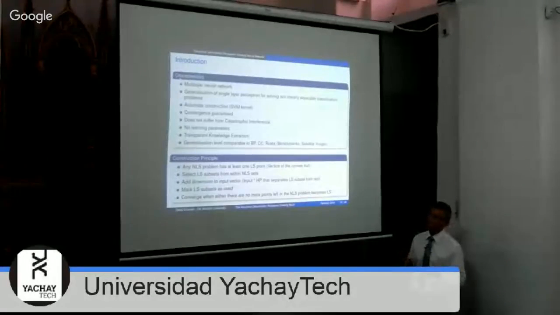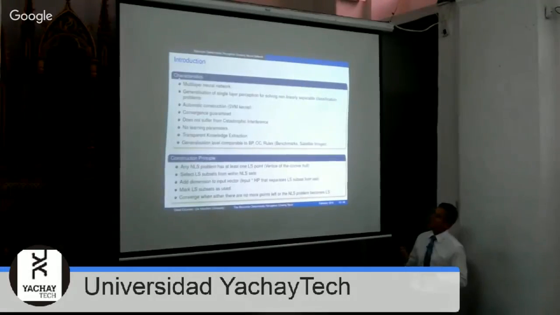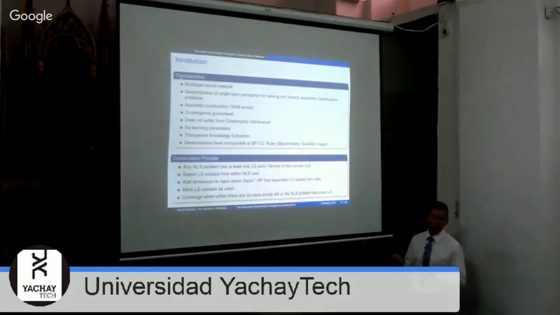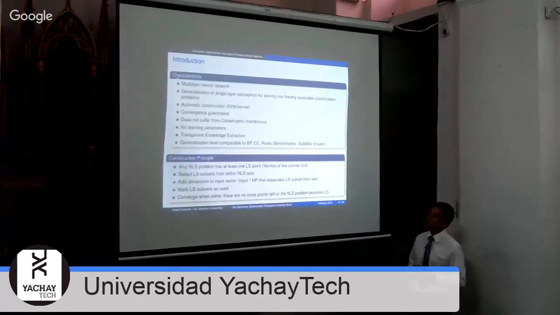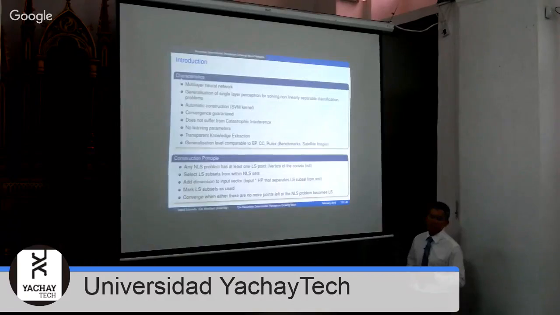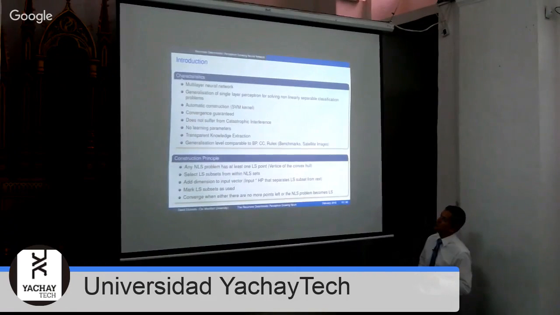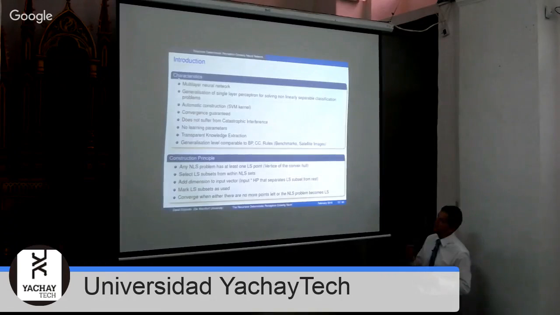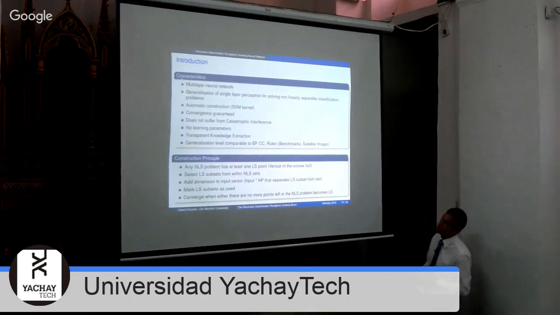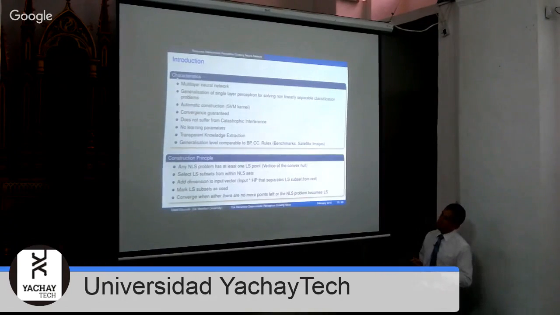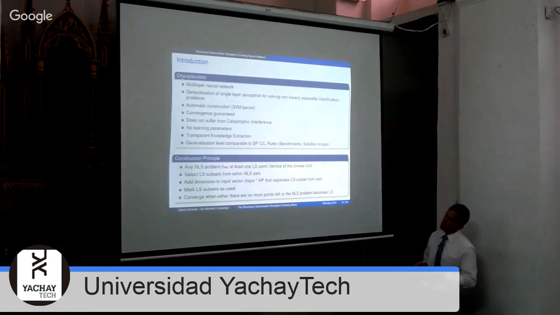We find that although less precise than backpropagation and cascade correlation, our generalization is comparable, not as good as backpropagation, but close enough. We've done some benchmarks and satellite images using the different techniques we are comparing. Okay, so the principles for building RDTs are very simple.